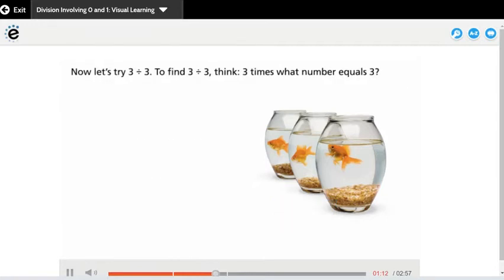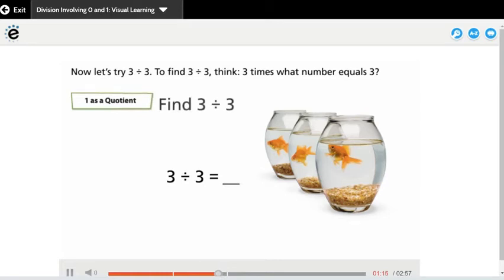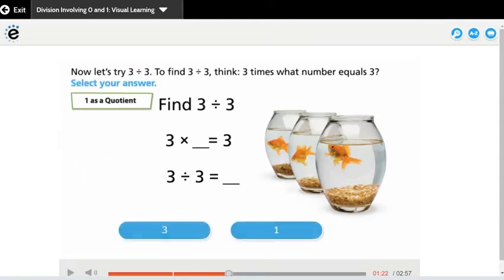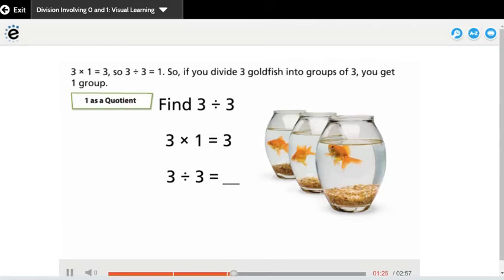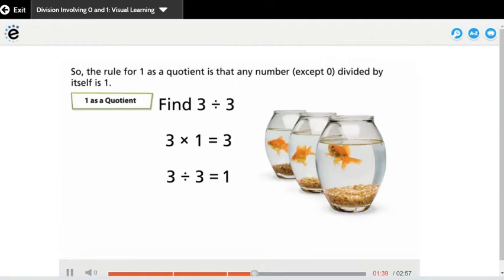Now let's try 3 divided by 3. To find 3 divided by 3, think 3 times what number equals 3? Select your answer. Three times 1 equals 3. So 3 divided by 3 equals 1. So if you divide 3 goldfish into groups of 3, you get 1 group. So the rule for 1 as a quotient is that any number except 0 divided by itself is 1.